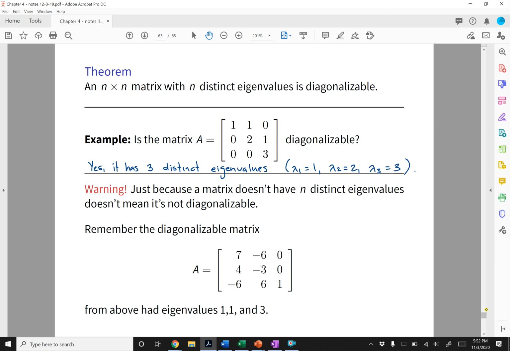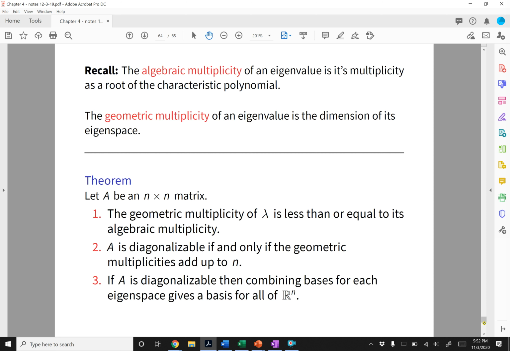There's a theorem: as long as you have 3 distinct eigenvalues, you're good. If you have an algebraic multiplicity that's more than 1, it still might be diagonalizable, but that's also where you start having problems. If you know all of your algebraic multiplicities are 1, then you know enough for it to be diagonalizable. It doesn't work the other way around. Here we've got an algebraic multiplicity of 2 with our eigenvalue 1, but it was still diagonalizable. That was fine.